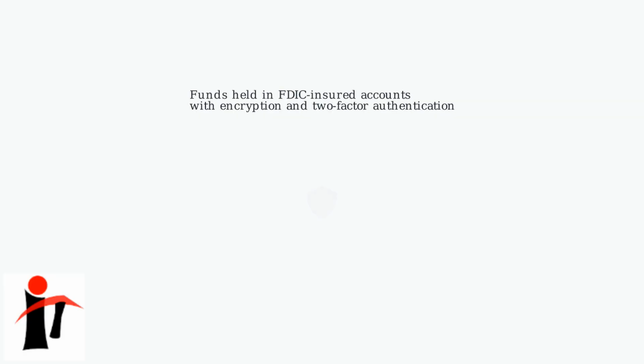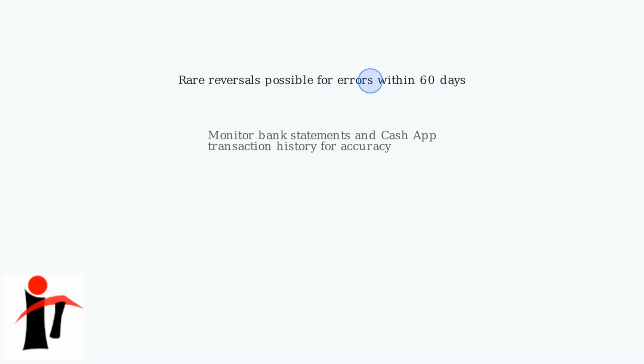Your funds are held in FDIC-insured accounts, and Cash App uses encryption and two-factor authentication for security. Though rare, reversals are possible for errors within 60 days. Keep an eye on your bank statements and Cash App transaction history to ensure everything is processing correctly.